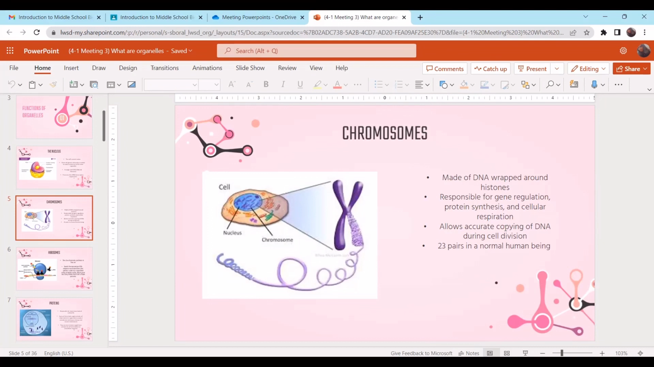Chromosomes allow accurate copying of DNA during cell division. Every single cell that you have in your body has 23 pairs of these chromosomes. When your body needs to grow, it obviously needs more cells. Having more cells goes through a process of cell division called mitosis. We'll be covering this later on, but since you have more cells, you will have these 23 pairs of chromosomes in every single individual cell.